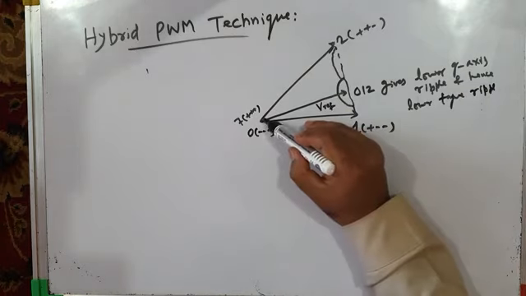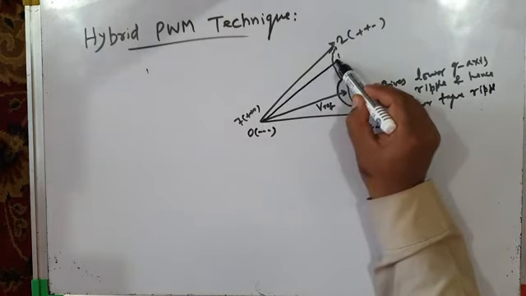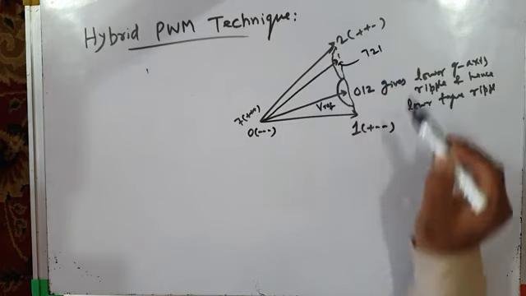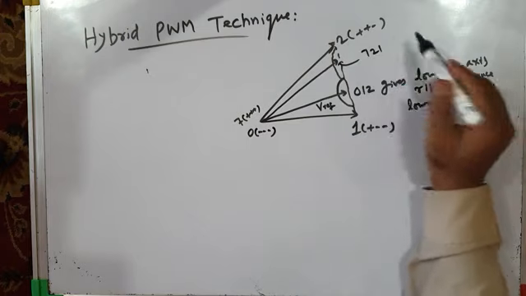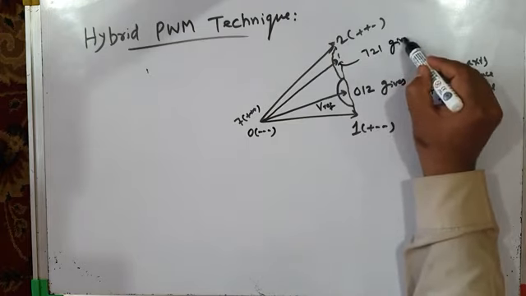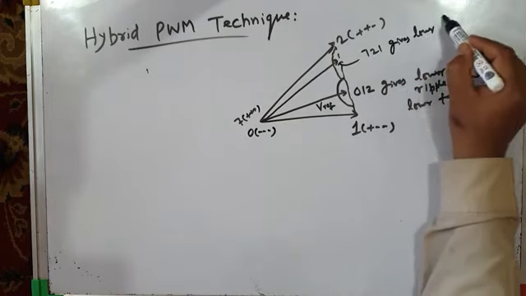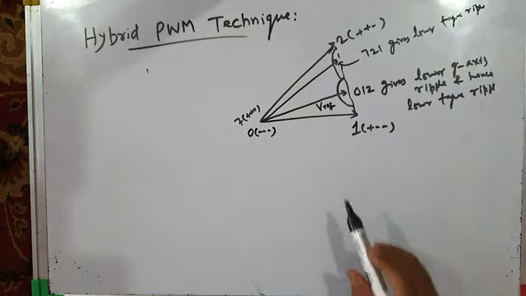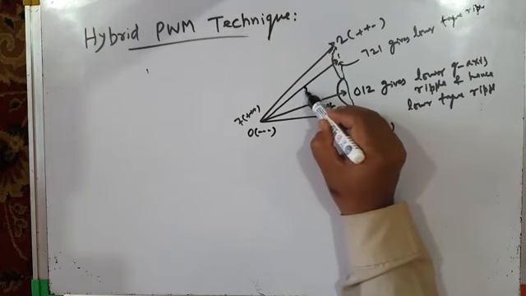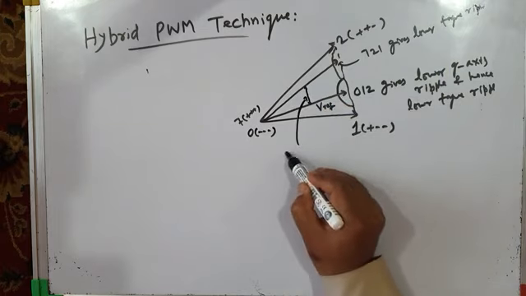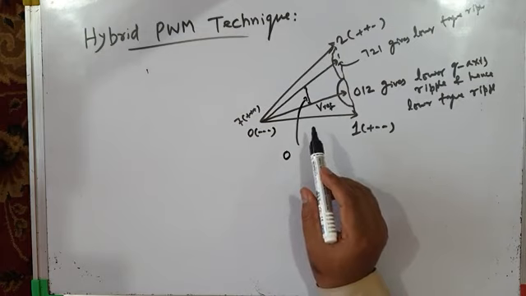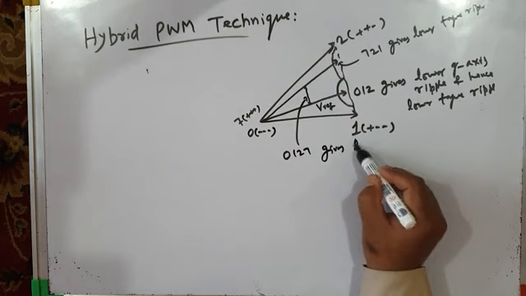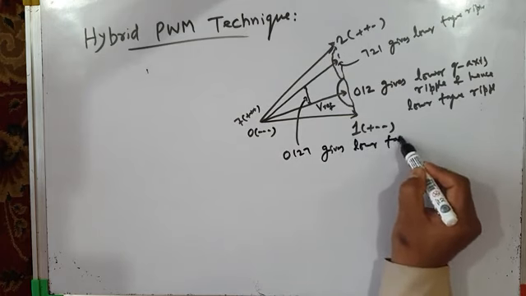जबकि अगर आपका reference vector यहाँ है, somewhere here, 721, this is a clamping sequence, this is also a clamping sequence, gives lower torque ripple. Whereas if your reference vector is in between the two, somewhere here, then the conventional space vector based switching sequence 0127 gives lower torque ripple.